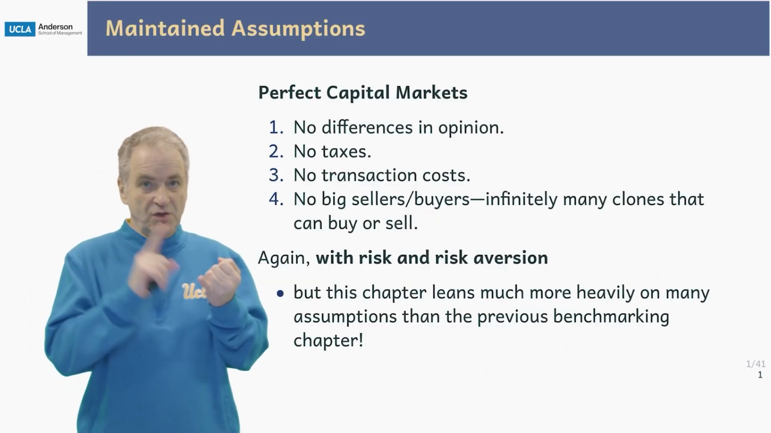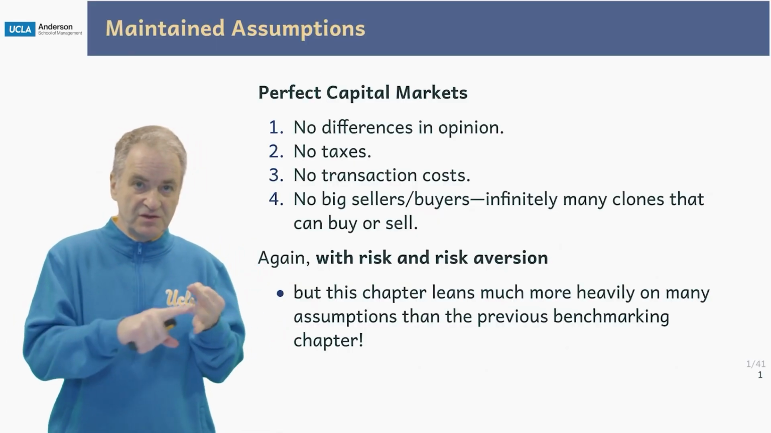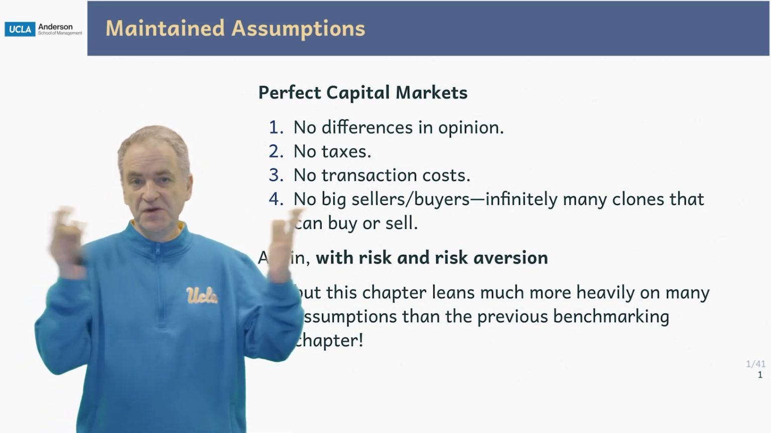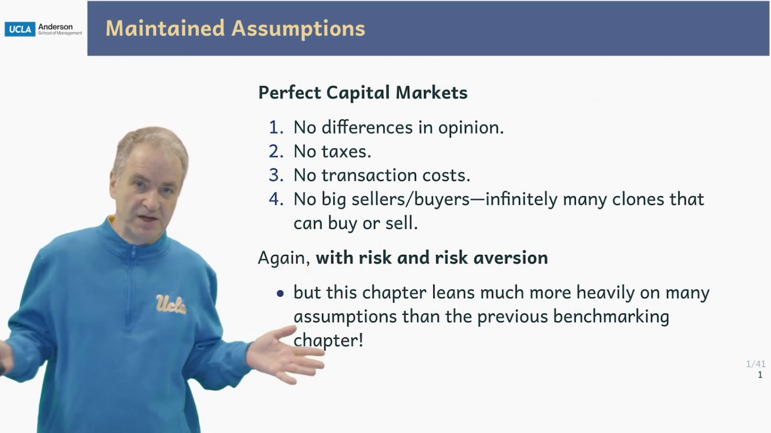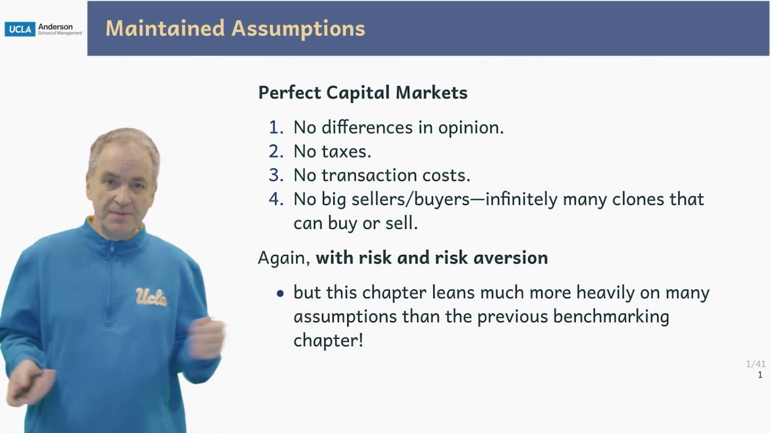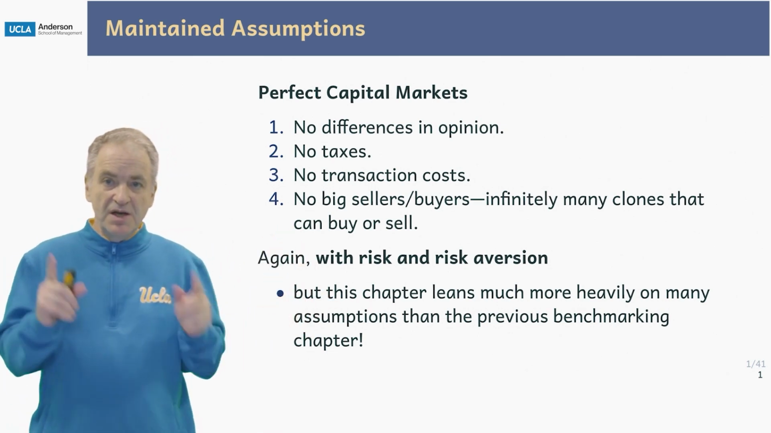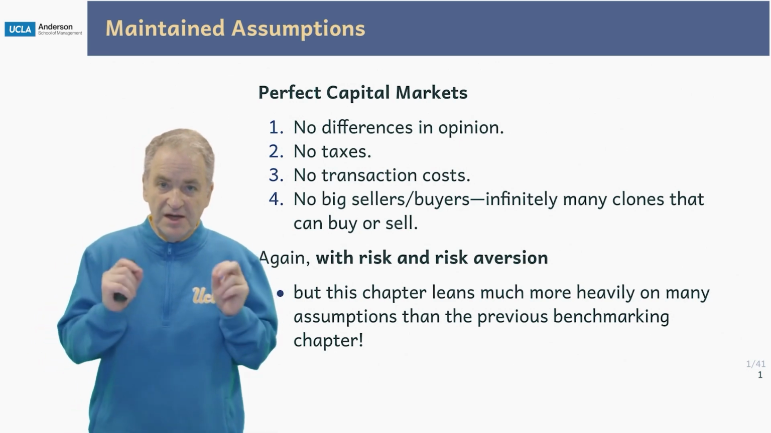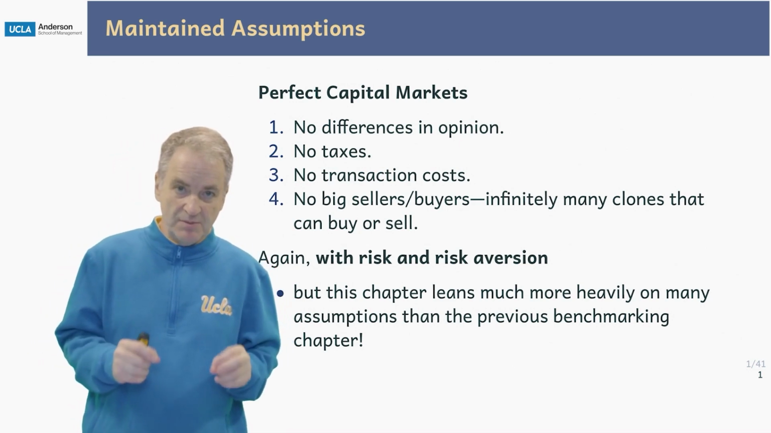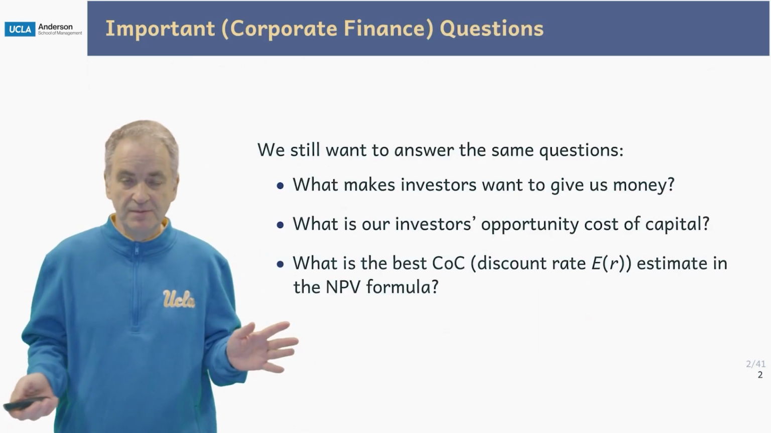Again, we start with our perfect capital markets assumption. No opinion differences, no taxes, no transaction costs, no big buyers or big sellers, and we have infinitely many people. So it's a very, very competitive market. And we're still going to have risk and risk aversion. But unlike the previous chapter, we're going to rely very, very heavily this time on the assumptions of perfect capital markets than ever before.